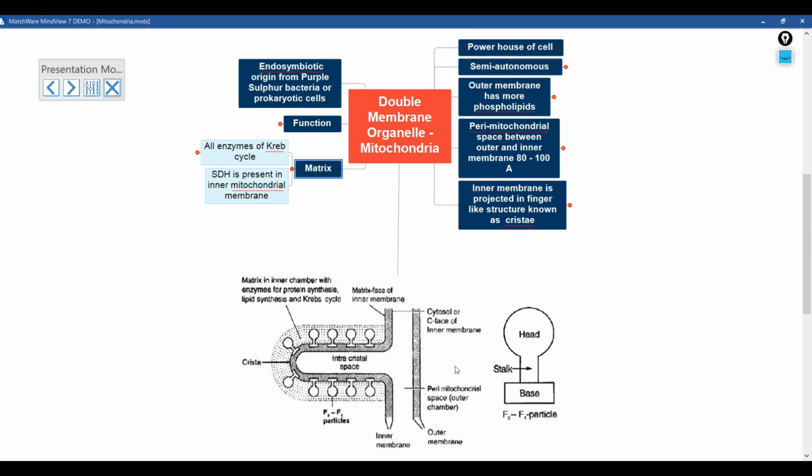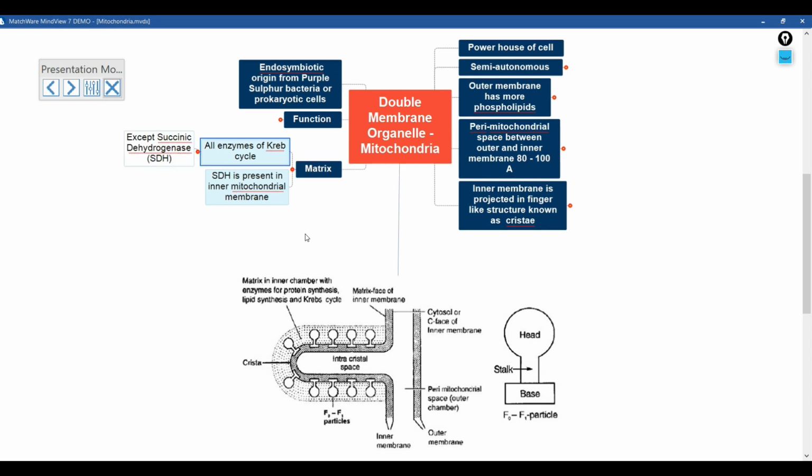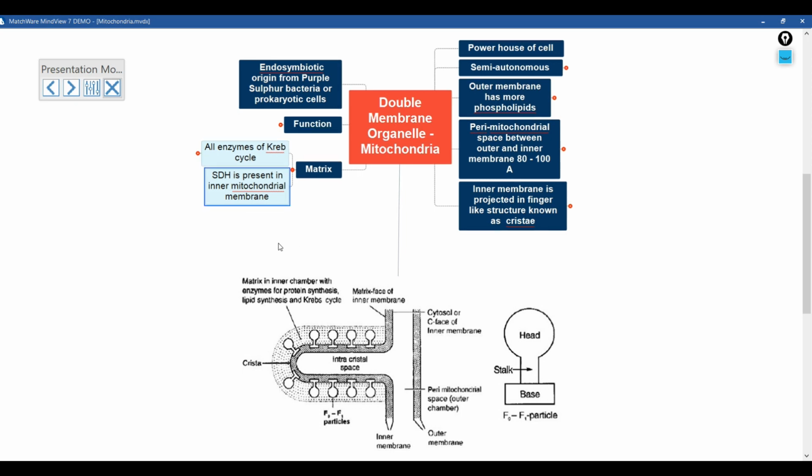Now we have the matrix. The inner area is called the matrix, right? The matrix has all the enzymes of the Krebs cycle. All the Krebs cycle enzymes are present in the matrix, except one enzyme, and that is succinic dehydrogenase, because succinic dehydrogenase is present in the inner mitochondrial membrane. It is not present in the matrix.